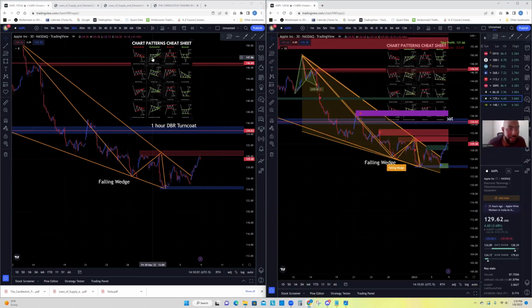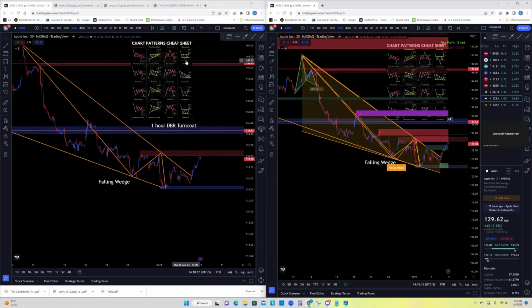All right, so if we have our falling wedge pattern, or a falling flag, or whatever we want to call it, typically this is a reversal pattern, which means, Kevin, that we're, I'm sorry.